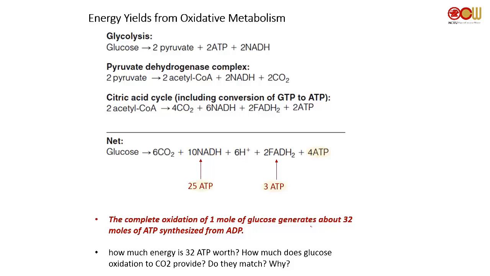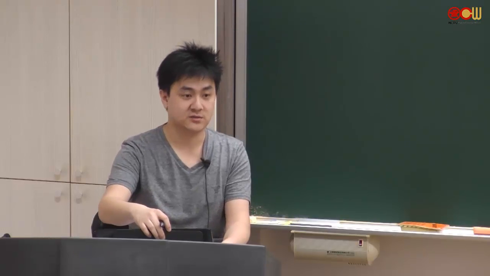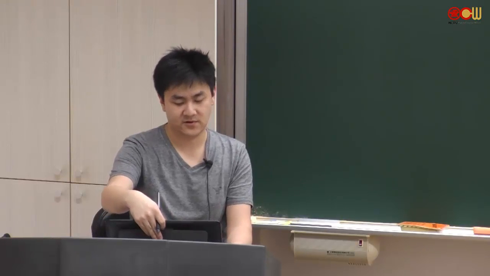Now at the very end here, it says how much energy is 32 ATP worth? And how much energy does glucose oxidation to CO2 provide? If we look at a chemical conversion, like you take glucose and you do a combustion, you burn it, how much energy can you get? We talked about that, I think either at the very beginning or last semester.